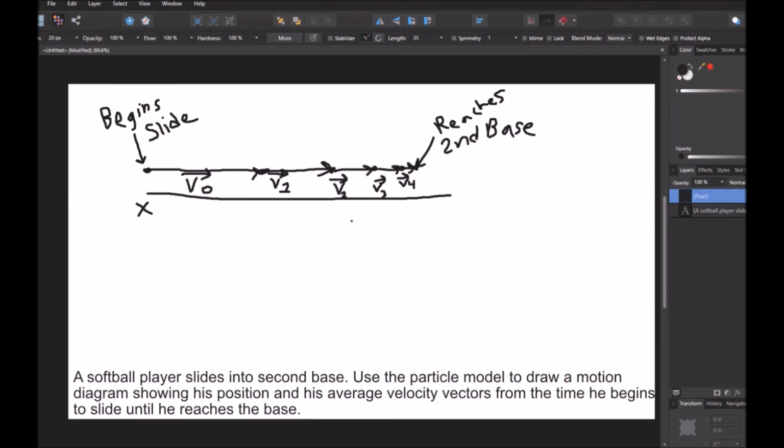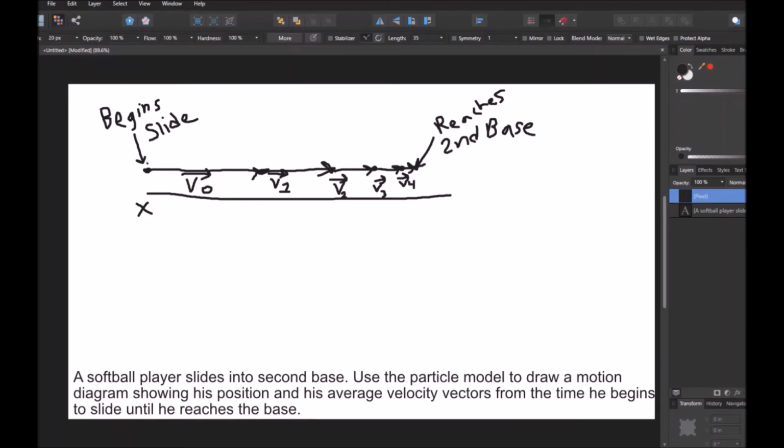So I've condensed the softball player into a single point so that I don't have to draw a softball player each time. And I've labeled where he begins to slide and where he reaches second base. And in between those, you can see that I draw velocity vectors connecting one particle to another particle that's the same softball player just at a later point in time.